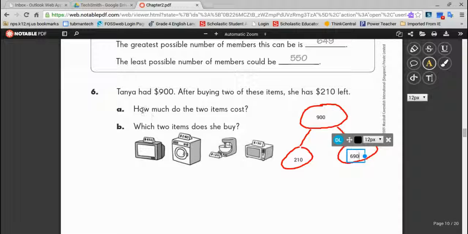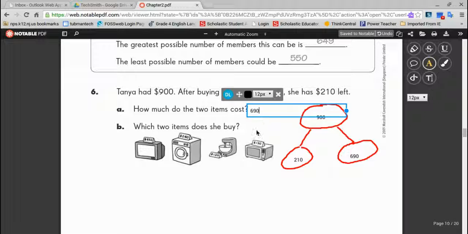I'm going to put that number right over here. How much do the 2 items cost? And we know right now that 2 items cost 690. B, which 2 items does she buy? So let's look at this. Let's put the $ sign to make it easier. So right now the 2 items cost again 690. And which 2 items does she buy?